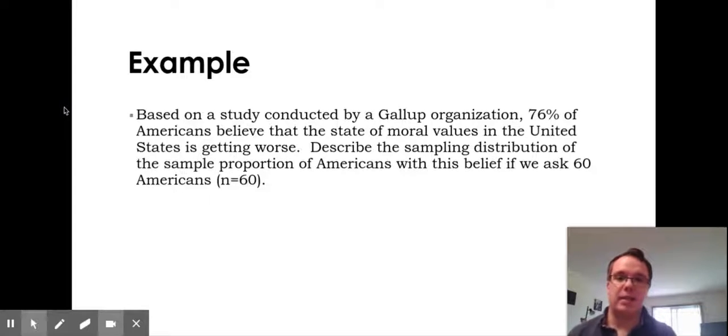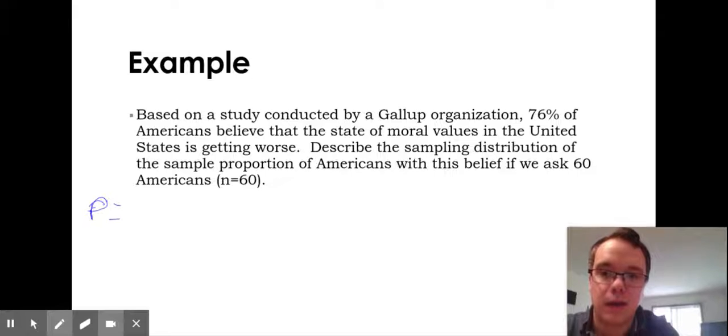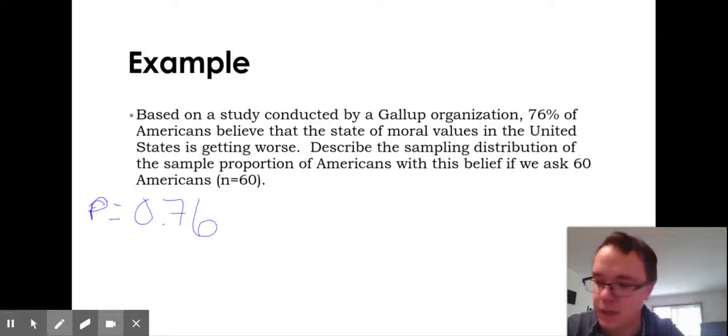All right, it says, based on a study conducted by a Gallup organization, 76% of Americans believe that the state of moral values in the US is getting worse. So we're going to describe the distribution of the sample proportion of Americans with this belief if we ask 60 Americans. So if our n is 60. So first of all, we know our n is 60. And another piece of information they give us is that of the American population, 76% believe the morals are getting worse. So that's our P. So we can figure out if this is approximately normal and then find the mean and the standard deviation.